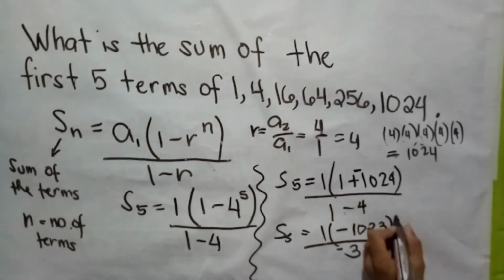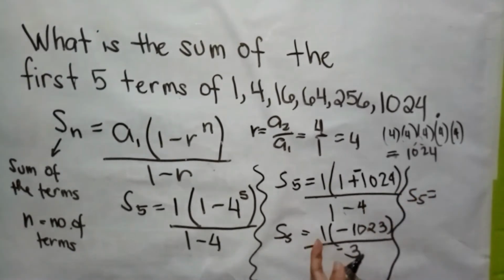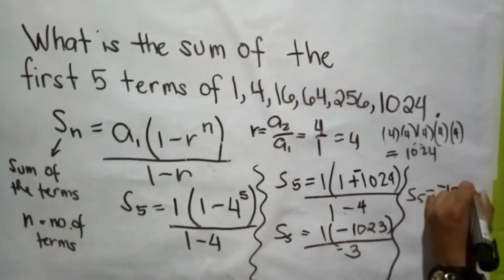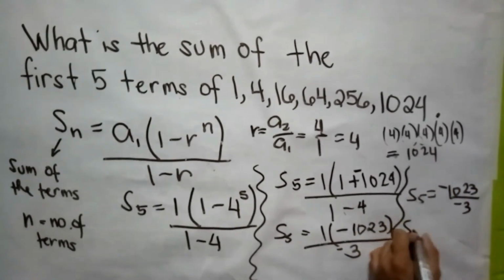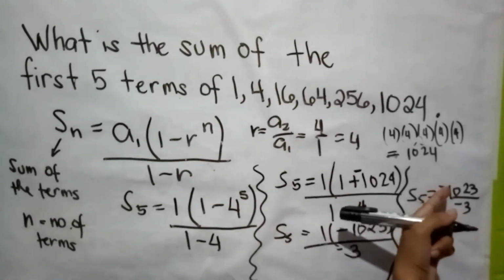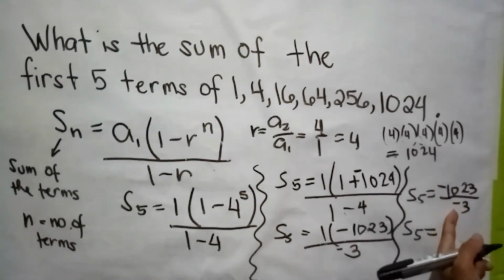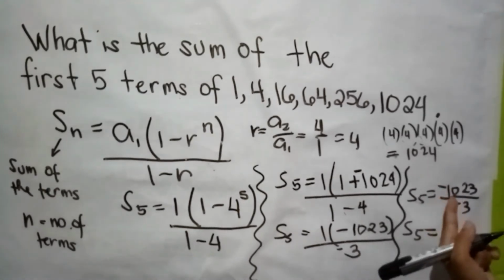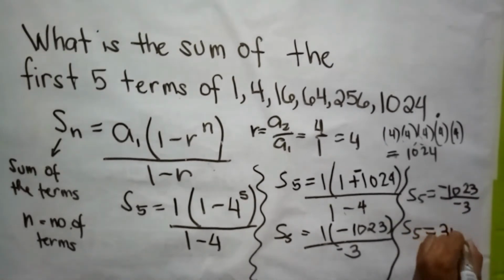So we have S sub 5 is equal to 1 times negative 1023, and that is negative 1023 divided by negative 3. So we have S sub 5, negative 1023 divided by negative 3. So negative times negative, it will become positive. Then 1023 divided by 3 is equal to 341.